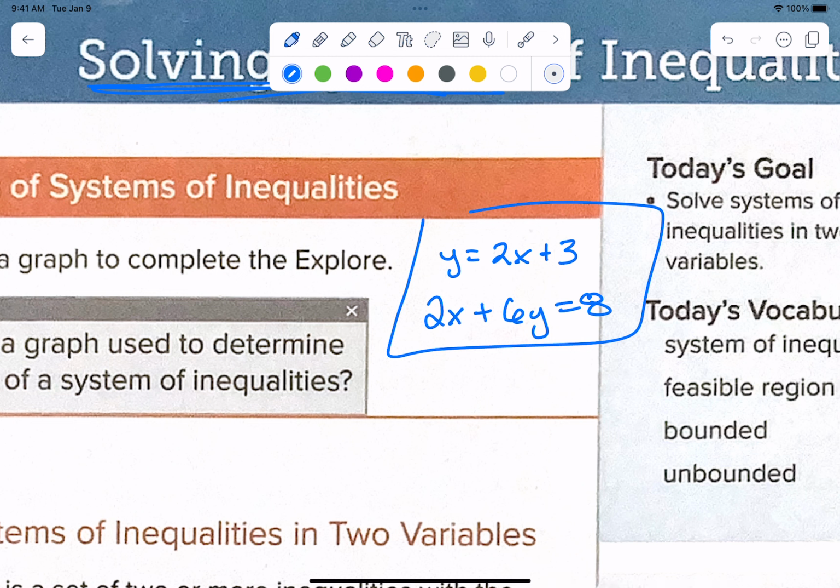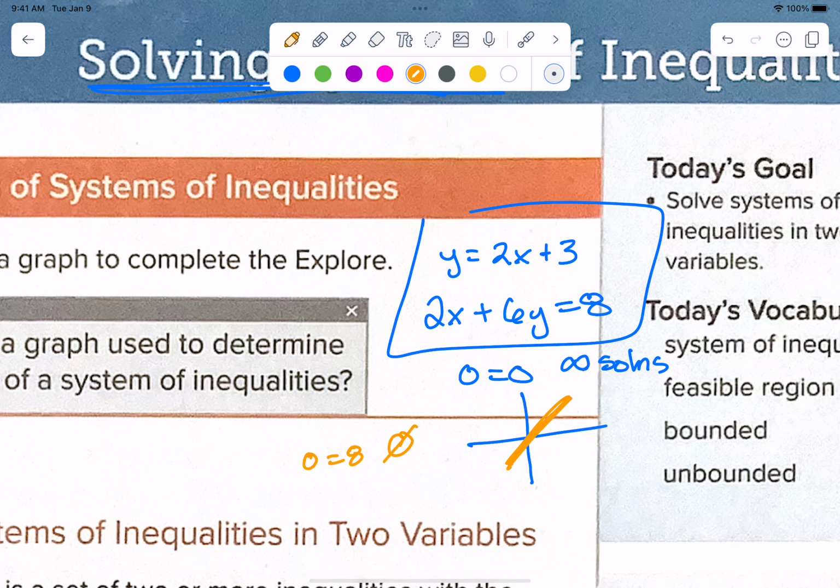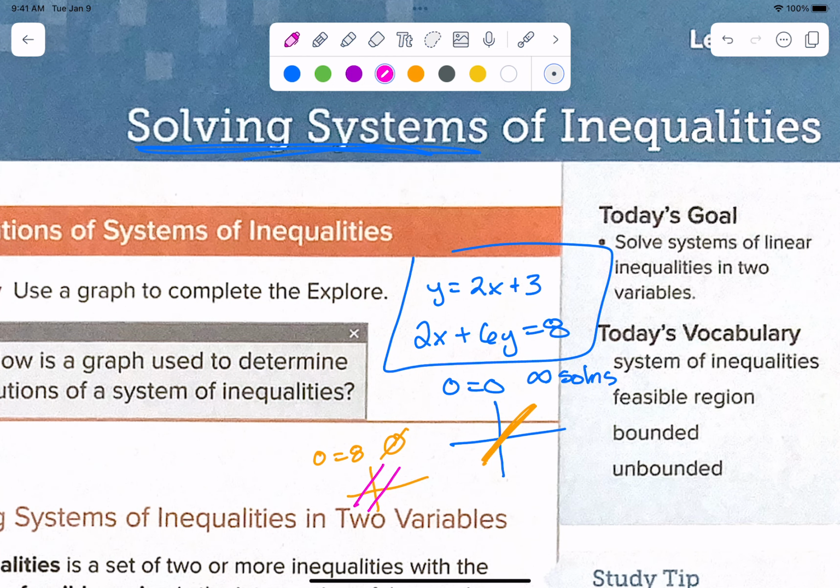Now, sometimes you would end up with something where you would get like 0 equals 0. What does that mean? Infinitely many solutions, all reals. And do you remember what that looked like if you were to graph those two? They're the same line on top of each other, right? Or sometimes you'll get like 0 equals 8, in which case you have no solutions. What does it look like then? They're two lines that are parallel. They don't touch. They're not going to intersect, right? Okay, so that's what we were doing when we were solving systems of equations, right?